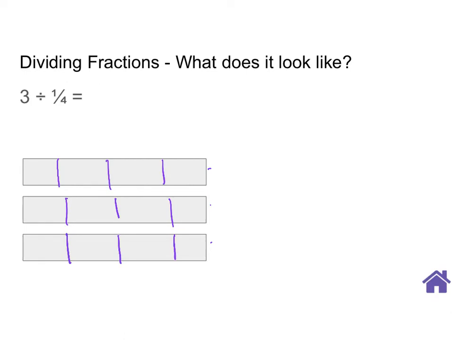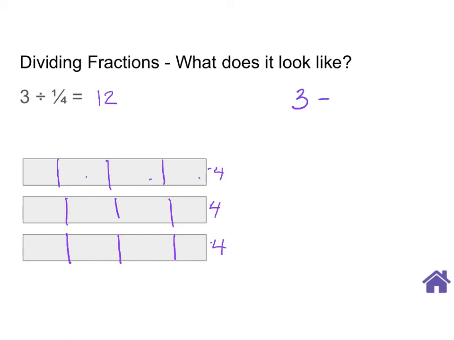All right. So if I have 3 divided by 1/4, how many fourths are there in 3? Well, here's 4, and a 4, and a 4. So really, it is 12. Okay? So now I'm going to show you what it looks like mathematically.